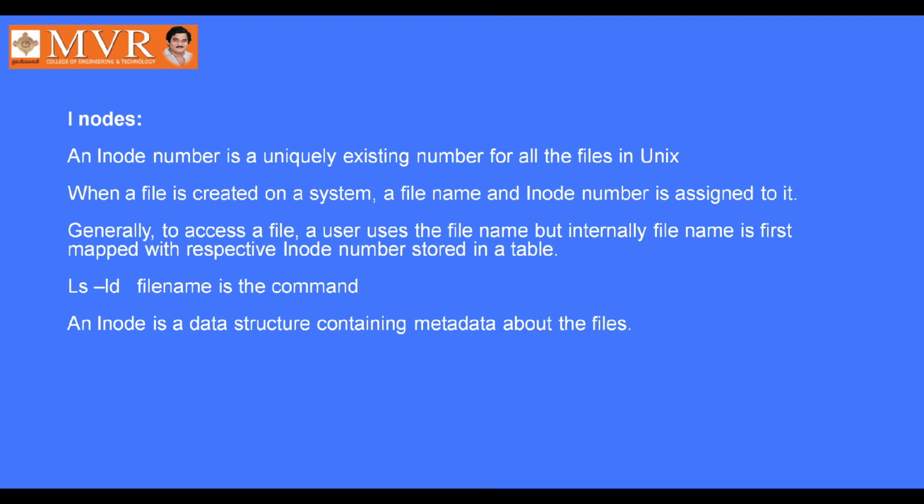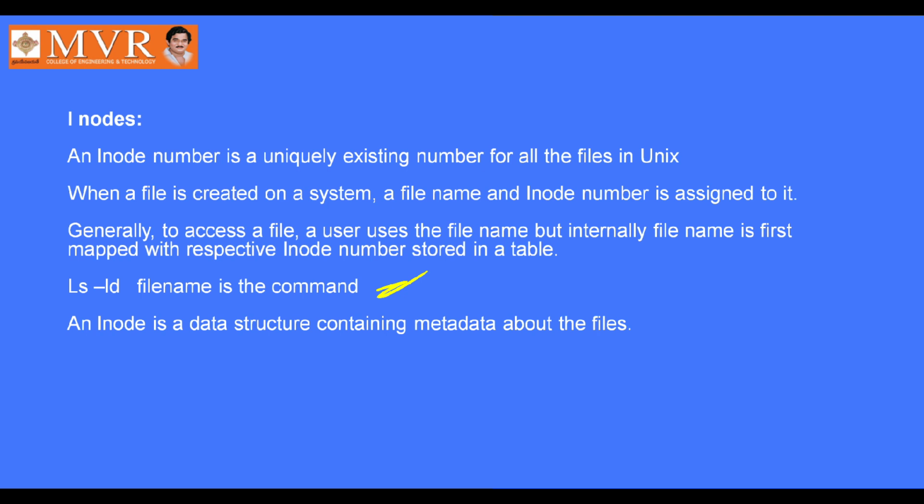The system will maintain a separate table, and the table will contain two things: one is the file name, the other is the inode number. Every file will have an inode number, and the system matches the inode number with every file. Then only it will display the contents of that file. So how do you check the inode number of a file?